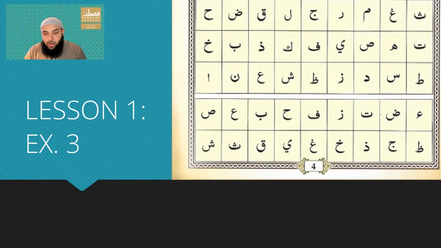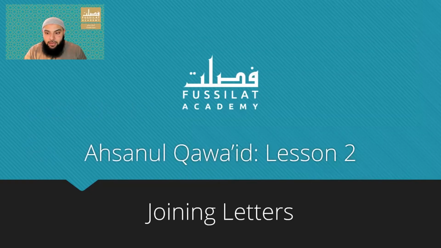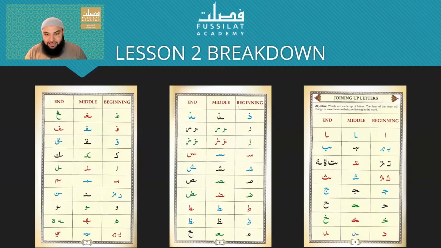That's lesson 1 done. Then next is lesson 2. Now this is where we do joining letters. There are 6 pages in total. First three pages I generally ignore. It just gives you a breakdown of each letter and how they look in the beginning of a word, middle of a word, and end of the word, just like we've been doing for every single makhraj. And there are different styles or variations.